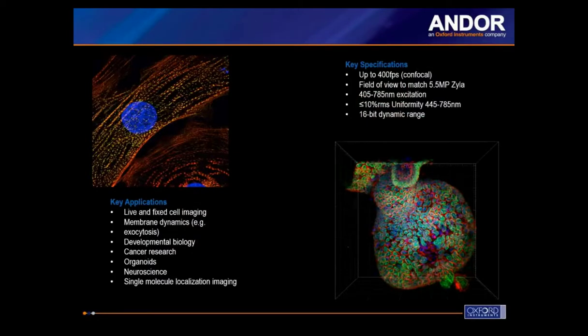The specifications of the DRAGONFLY include acquisition speeds up to 400 frames per second in the confocal mode, a very large field of view to match the 5.5 megapixel Zyla camera with a 16-bit dynamic range of acquisition, a broad range of excitation wavelengths from 405 nanometers to the near infrared, 785 nanometers, and high uniformity across a broad range of wavelengths and across the whole field of view.